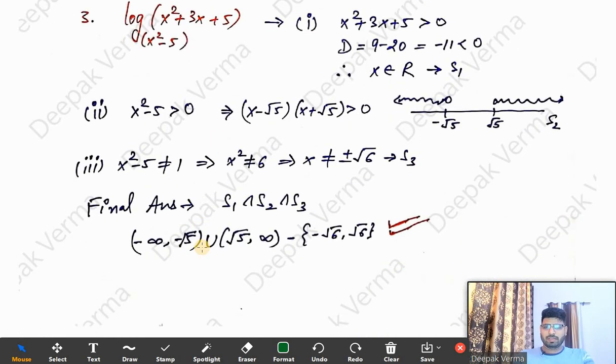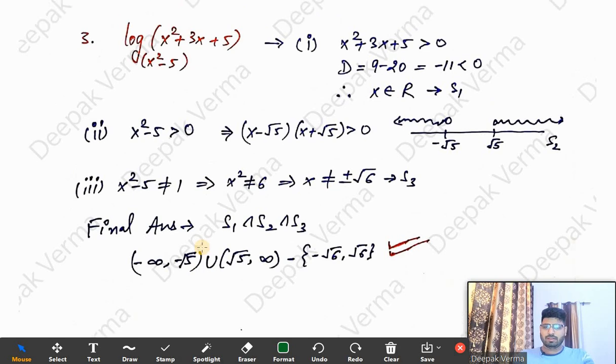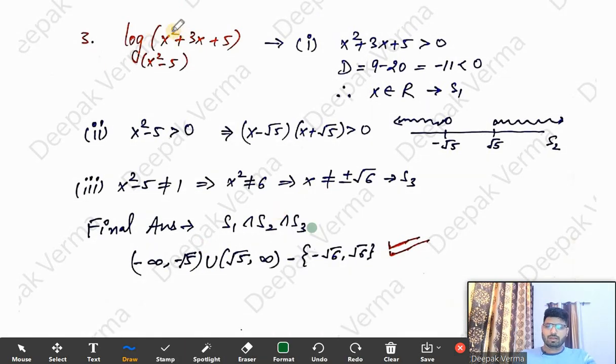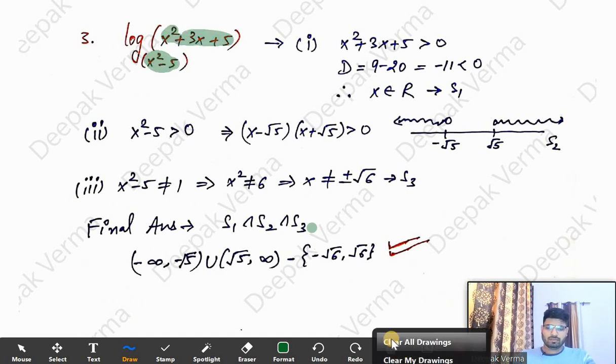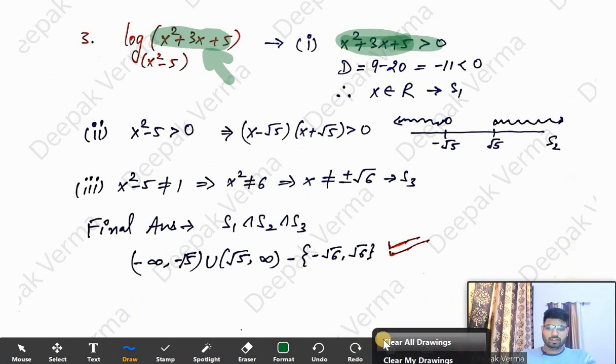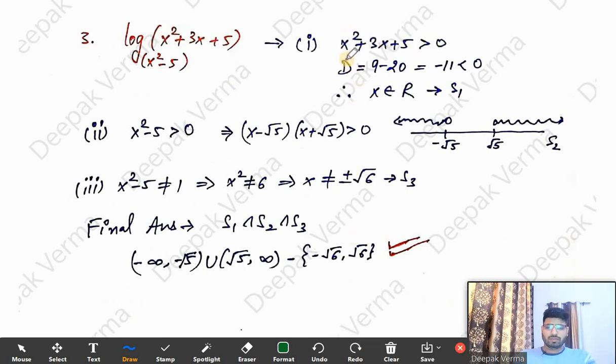Now example number 3. Example number 3. Log of x square plus 3x plus 5 to the base x square minus 5. Again, first we will come to the argument. The argument should be positive. First condition, this should be positive. Since it's a quadratic inequality, first of all, we will find its discriminant.